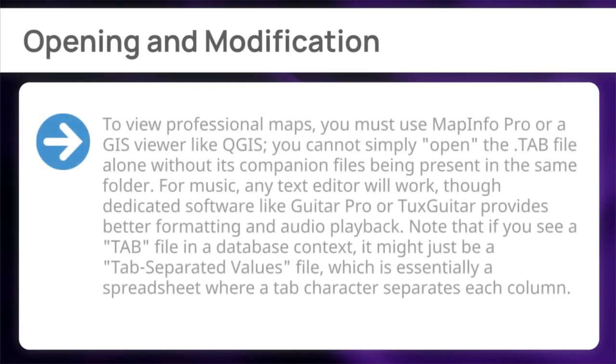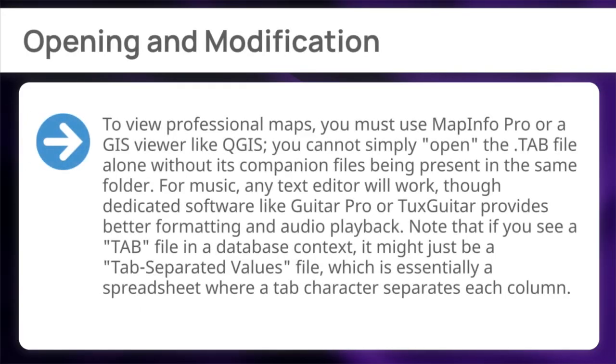Next, opening and modification. To view professional maps, you must use MapInfo Pro or a GIS viewer like QGIS. You cannot simply open the TAB file alone without its companion files being present in the same folder. For music, any text editor will work, though dedicated software like Guitar Pro or TuxGuitar provides better formatting and audio playback. Note that if you see a TAB file in a database context, it might just be a tab-separated values file, which is essentially a spreadsheet where a tab character separates each column.